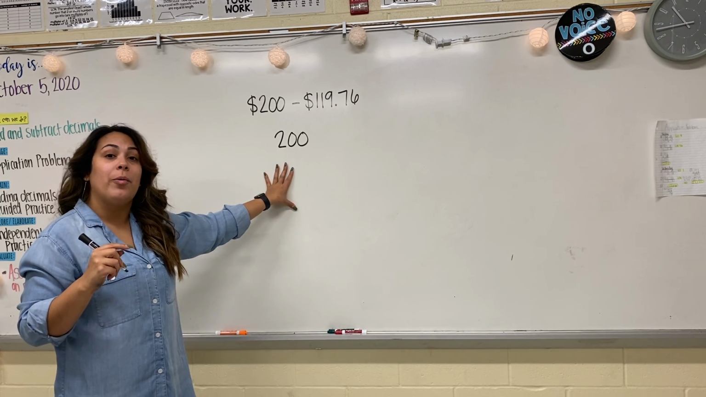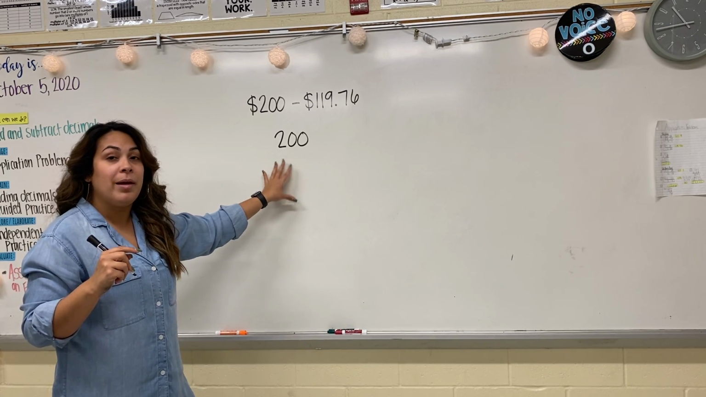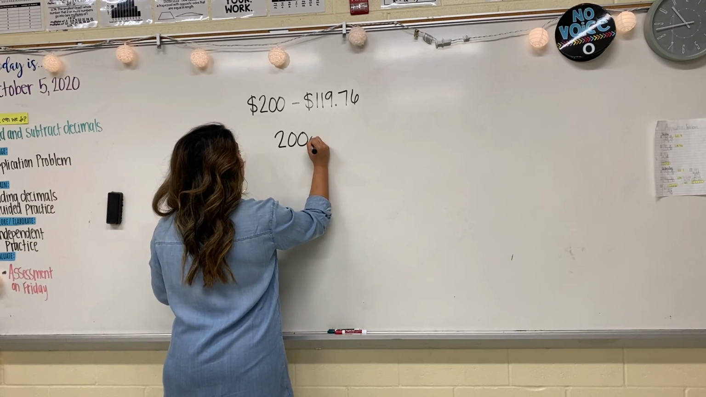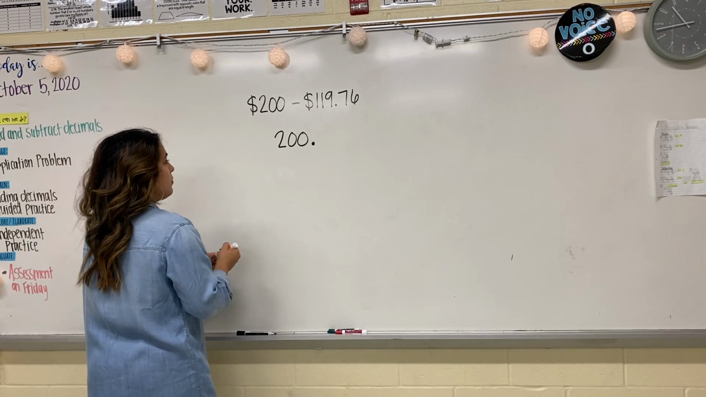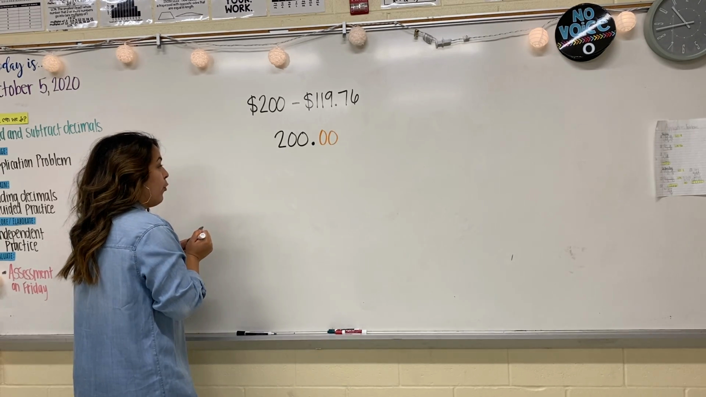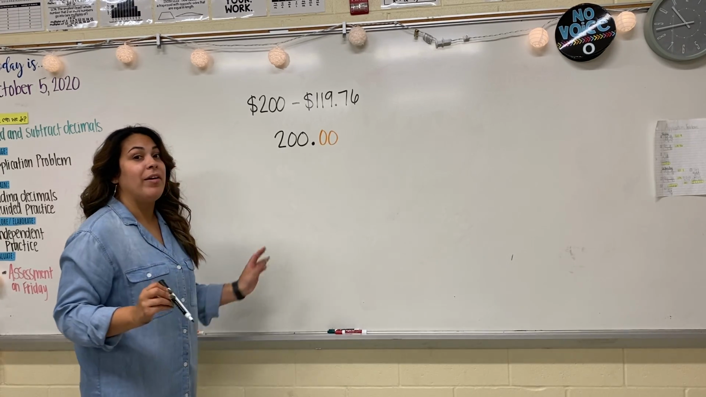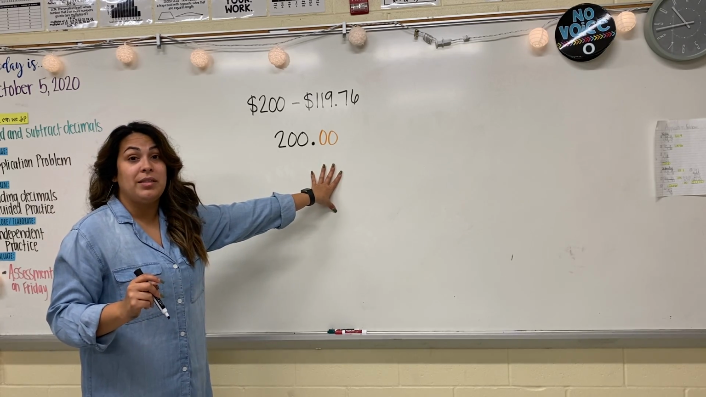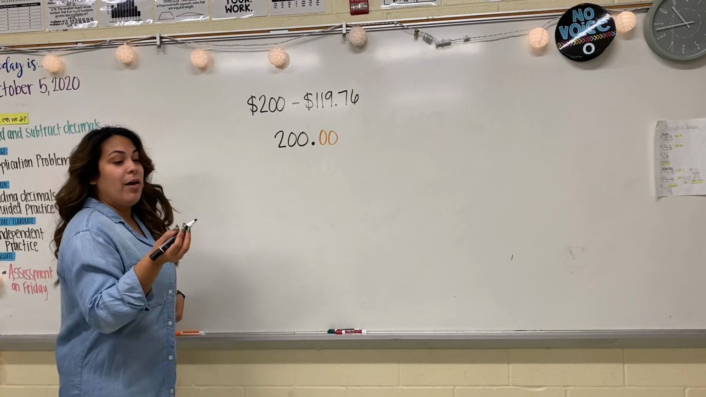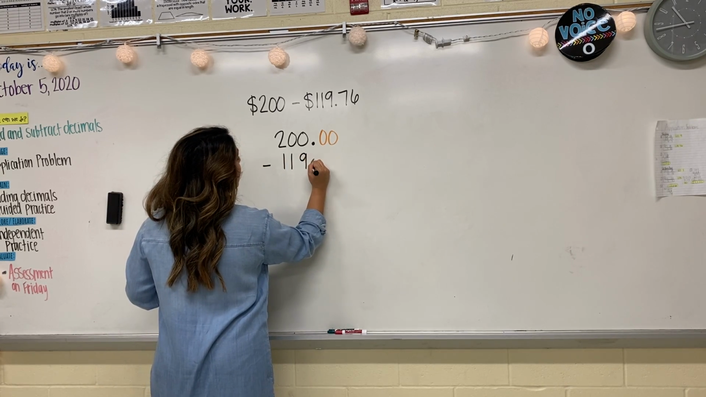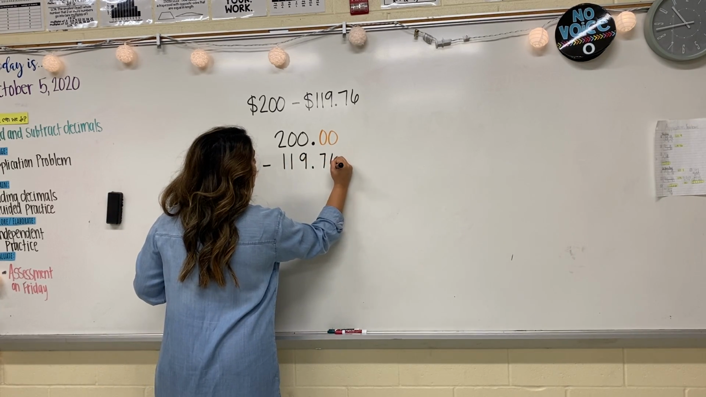but 200 doesn't show me the decimal point. So remember, behind every whole number is a decimal, and then we're going to put 2 zeros for our place value holders for right now. If I need to add a 0, I will, but I always want to just put 2 zeros to be safe. So now I'm going to write my 119.76.